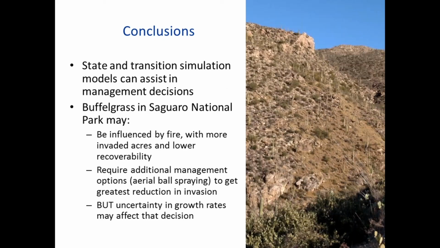But we felt that it was really useful and allowed us to make some inferences as far as management decisions that we can provide back to the park. So it looks like bufflegrass in Saguaro National Park might be influenced by fire, with more invaded acres and lower recoverability at the end of the simulations. Scenarios that included that aerial sprayer resulted in less invasion at a lower cost than not having that. And so that's another result that we can provide back to the park.